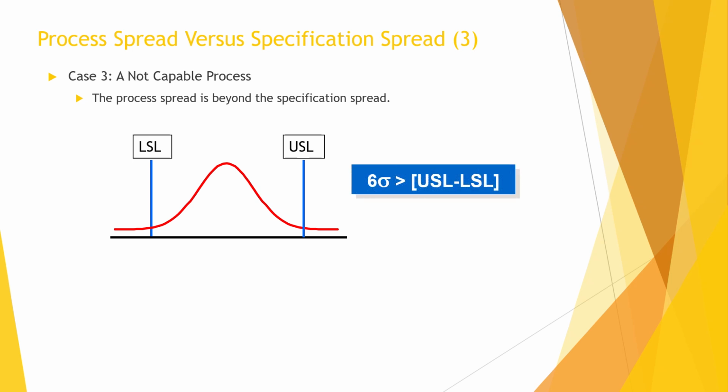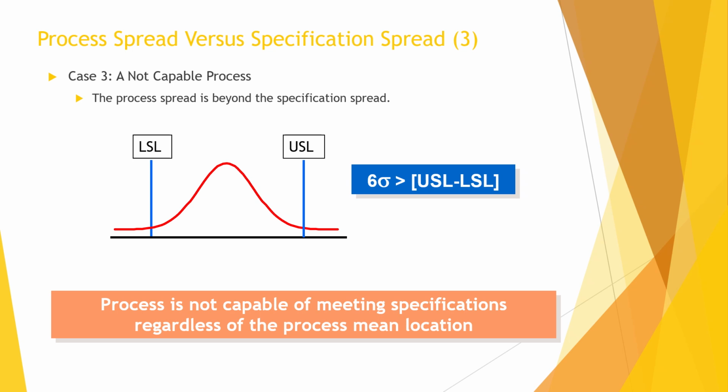In this case number 3, 6 sigma is greater than USL minus LSL. Process is not capable of meeting specifications regardless of the process mean location.